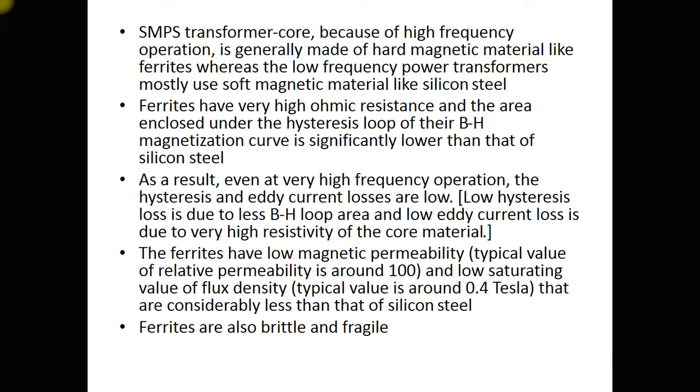Ferrites have low magnetic permeability. Typically, the value is about 100, and a low saturating flux density of around 0.4 Tesla, which are considerably less than that of silicon steel. Ferrites are also brittle and fragile. So there are some challenges, some advantages and limitations.